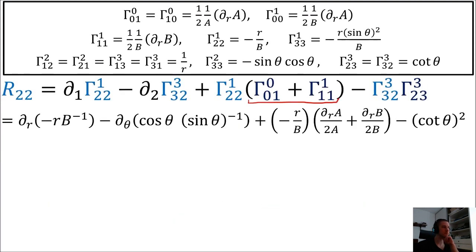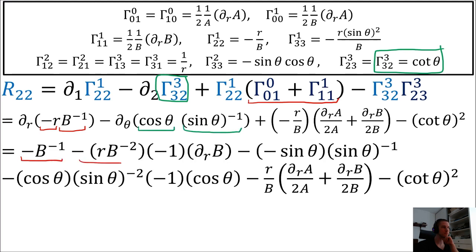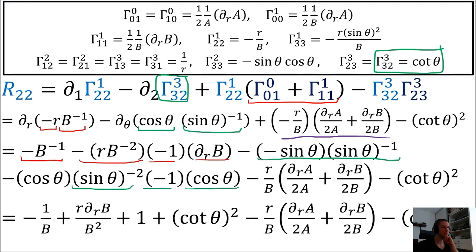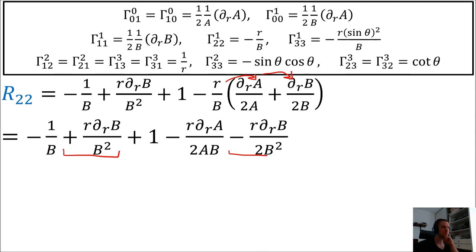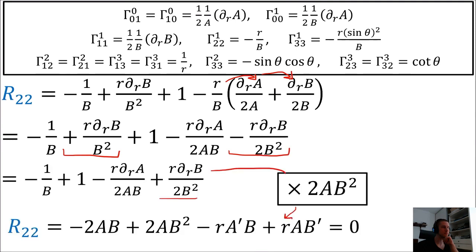After we sub in the formulas, we have to do the product rule on r times b to the negative 1, and also cotangent, which is just cosine times sine to the negative 1. So we have product rule and product rule. This is just plus 1, and this is cotangent squared. So we cancel, distribute, combine, and multiply by 2 times ab squared to get rid of the denominators.